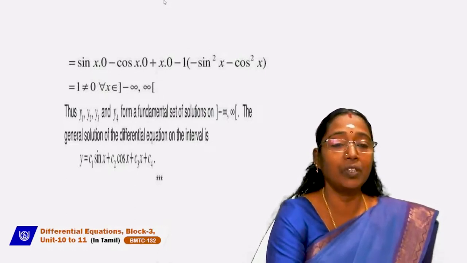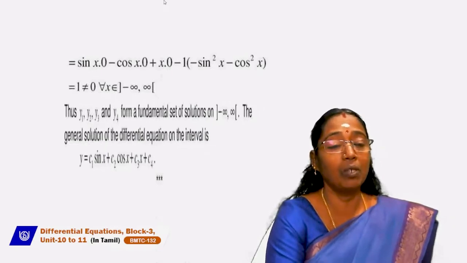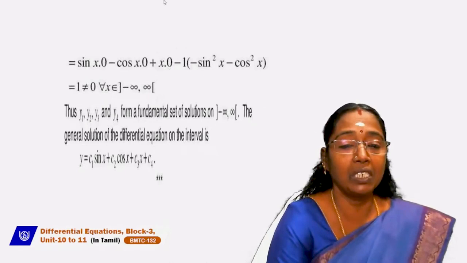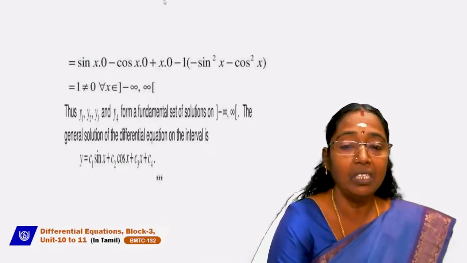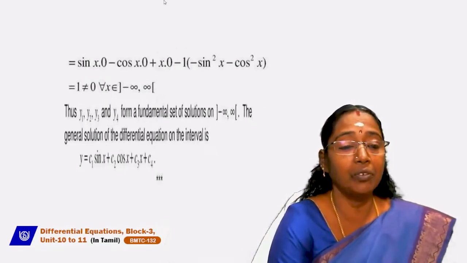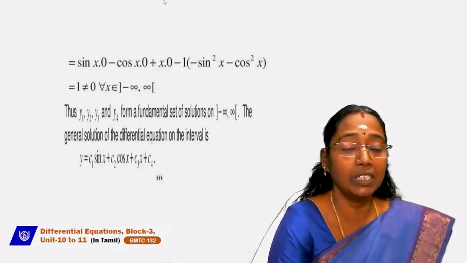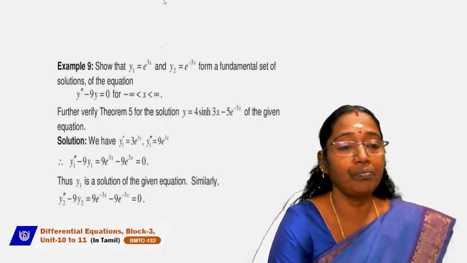This is non-zero for the interval minus infinity to infinity. Therefore, the given functions, namely y1, y2, y3 and y4, form a fundamental set of solutions on the interval minus infinity to infinity. Therefore, the general solution of the differential equation on the interval is y equal to c1 sin x plus c2 cos x plus c3 x plus c4 into 1.